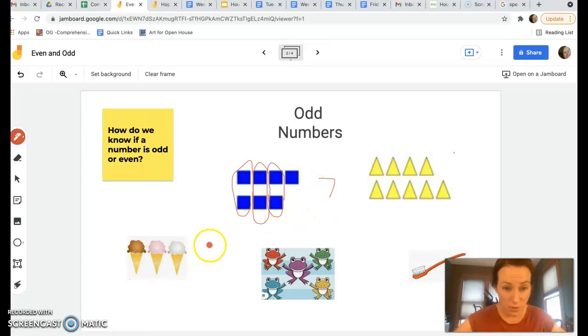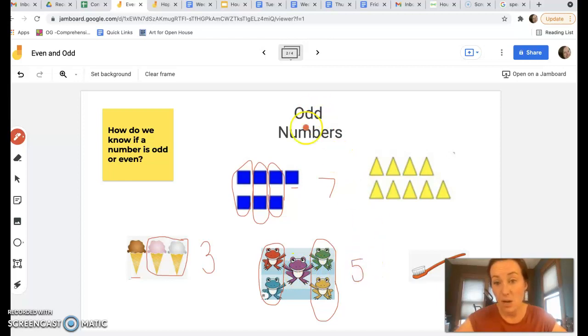If we look at our 3 ice cream cones, I can pair up 2 of these ice cream cones together, but then I have one left over. This one doesn't have a partner, doesn't have a pair, so 3 is an odd number because we have one left over. Same thing with 7. We had one left over, it's odd. Let's take a look at 5. Here are 2 frogs. Here are another 2 frogs. But then we're left with one left over. This one doesn't have a pair, so the number 5 is odd.